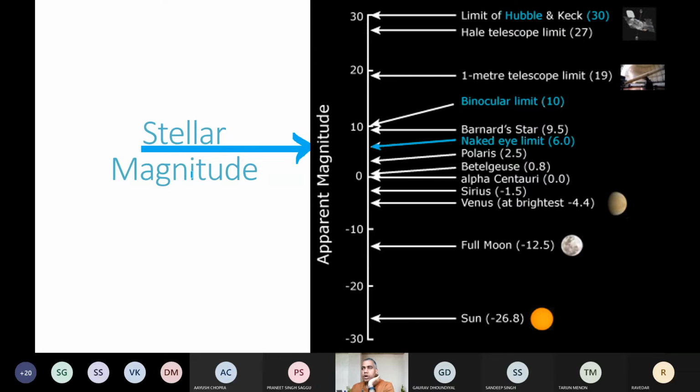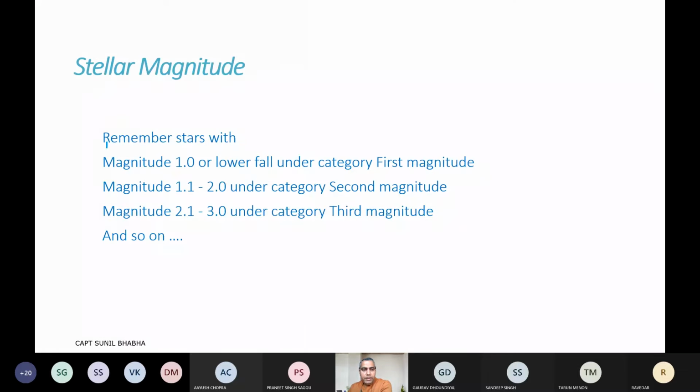Now, how are different types of stars categorized? Let me show you how the categories of stars is made. Now, all the stars whose magnitude is 1.0 or lower, they will be the most bright stars in the sky. We have categorized them under the category of first magnitude star.